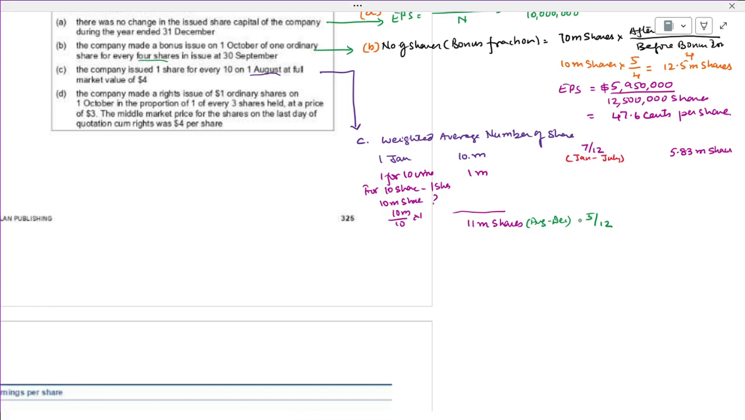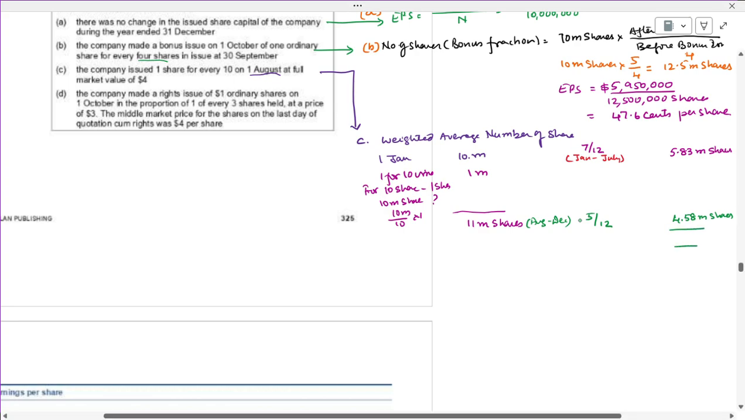11 into 5 by 12, how much? 4.58. Okay, 4.58 million shares. Total how many shares? 5.83 plus 4.58 comes to how much? 10.41 million shares. Okay, 10.41 million shares.